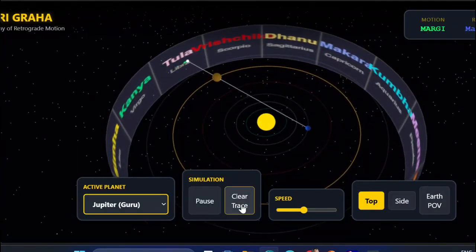Let me just clear the trace first. Now just watch. It got retrograde. Now direct. Now it has passed to another Rashi, another sign. Again got retrograde. Now it will pass to another sign.